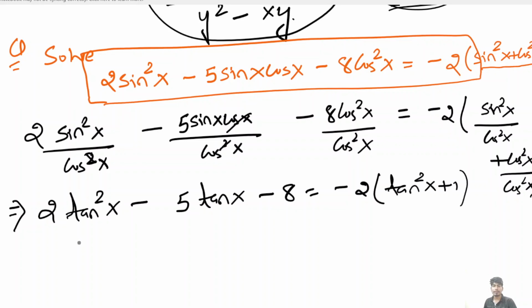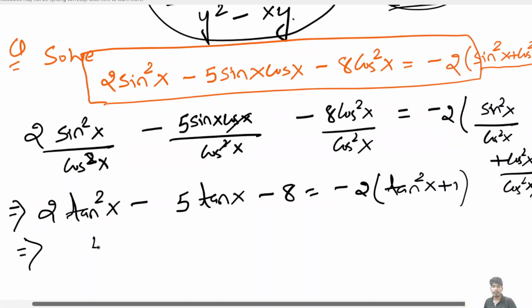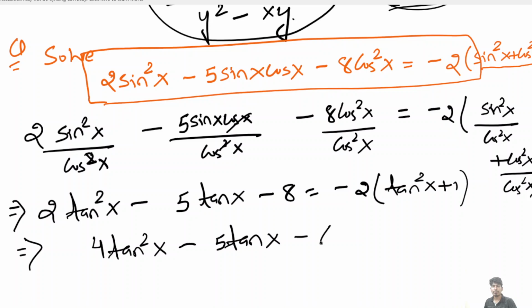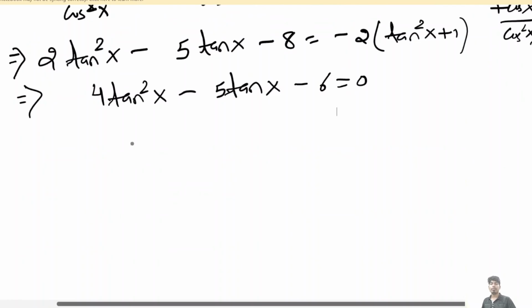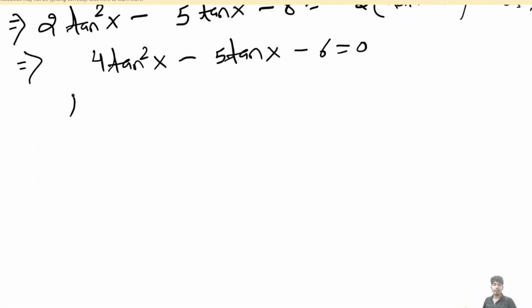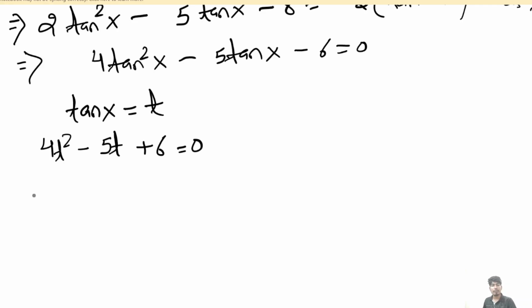Let's reorder this. What we get? 4 tangent square x minus 5 tangent x minus 6 is equal to 0. Then put tangent x is equal to t. What we get? 4t square minus 5t minus 6 is equal to 0. Then what is the value of t?